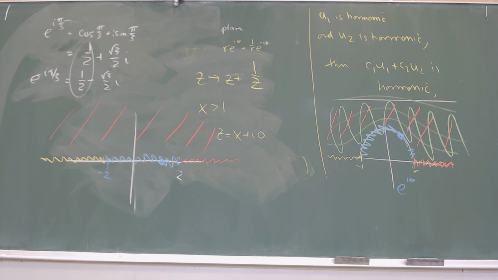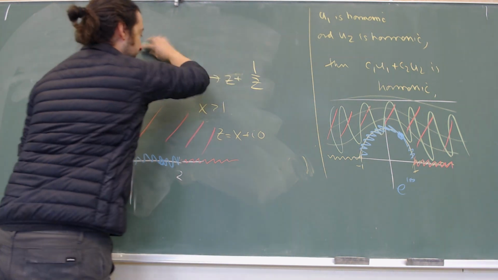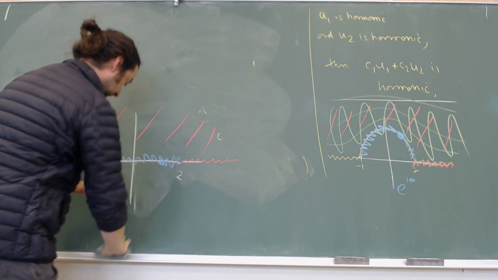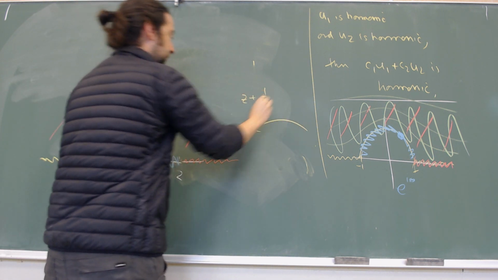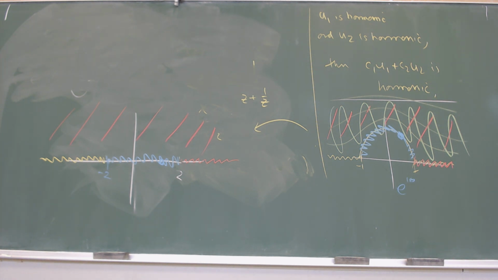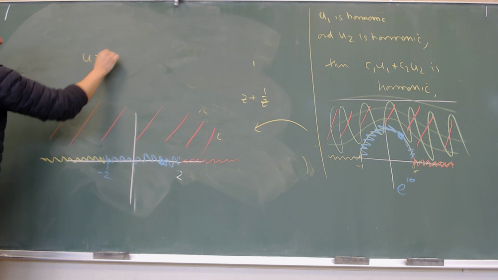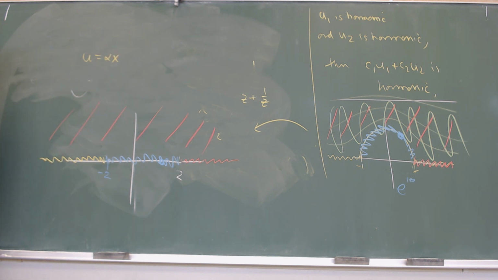So how can I use that? The idea now is that I know the solution. So these things are connected by z plus 1 over z. I know a harmonic function that has a flow in this setting, right? A harmonic function that has a flow in this setting is, we said u is equal to alpha x, right? That's our harmonic solution that gave us this.